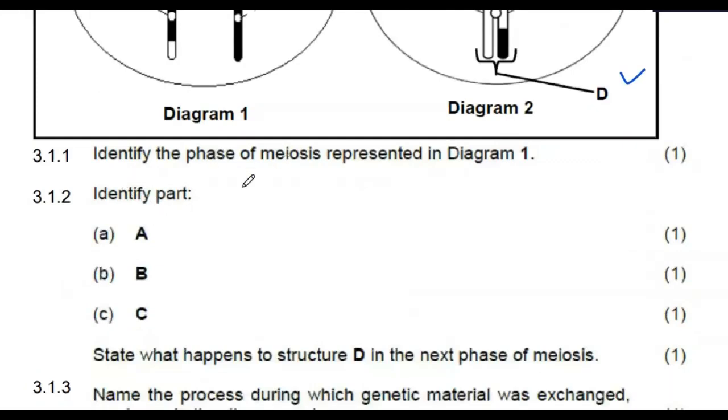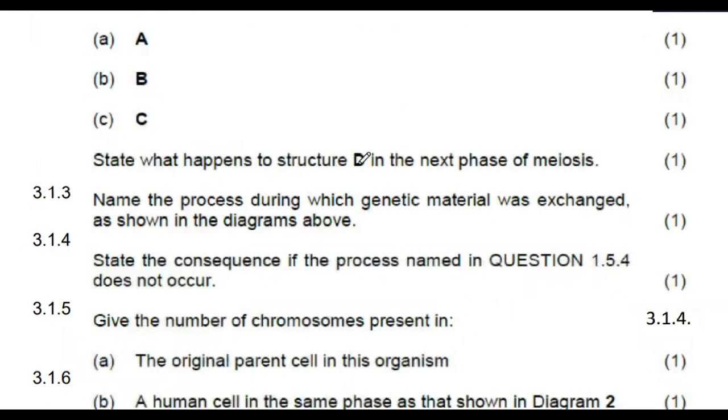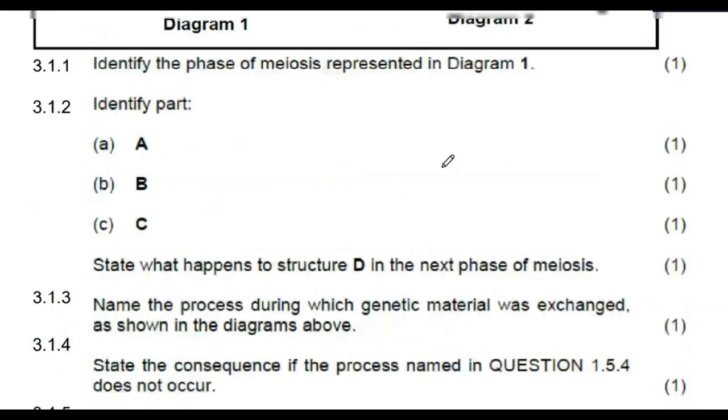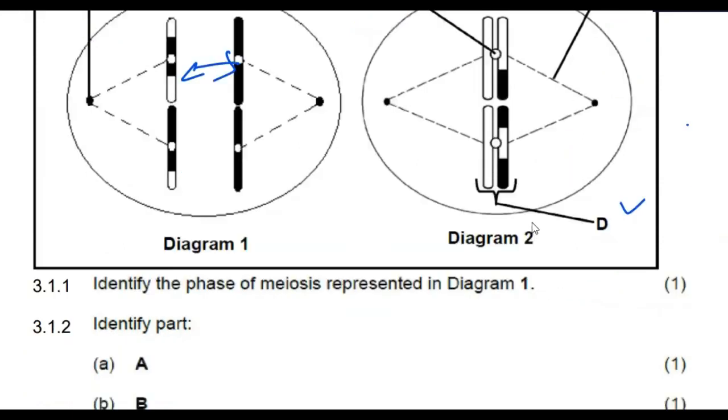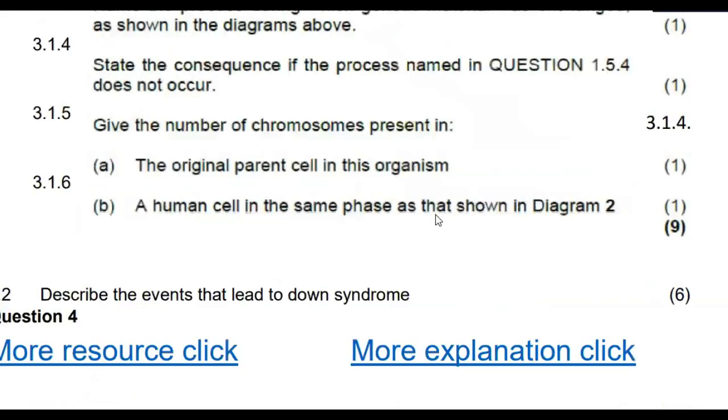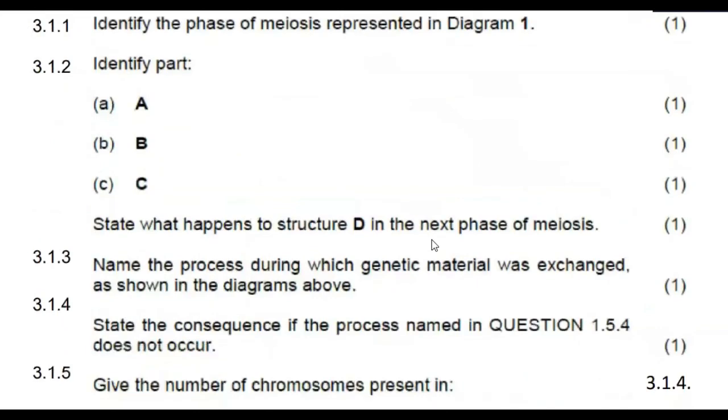Then they're saying to identify the phase. You are done with that. State what happens to structure D in the next phase. What is structure D? These are the chromosomes. So the chromatids move to opposite poles due to contraction, or shortening, of the spindle fibers.